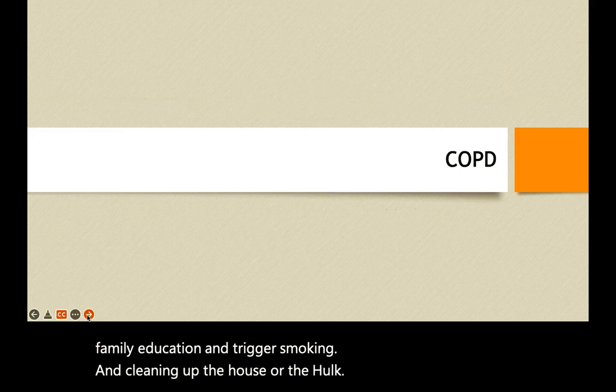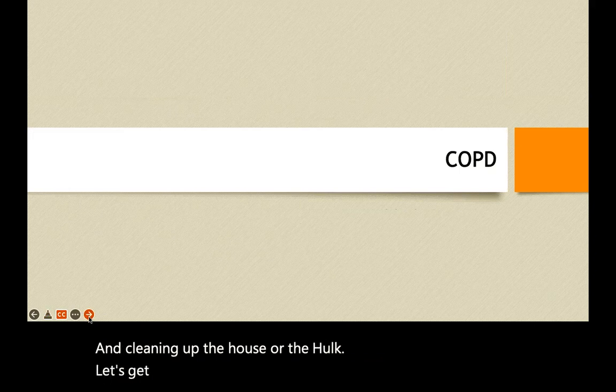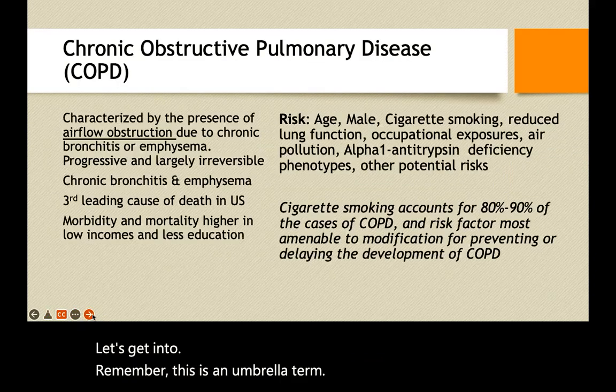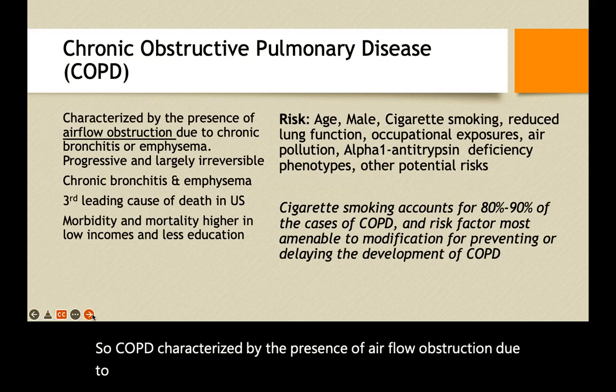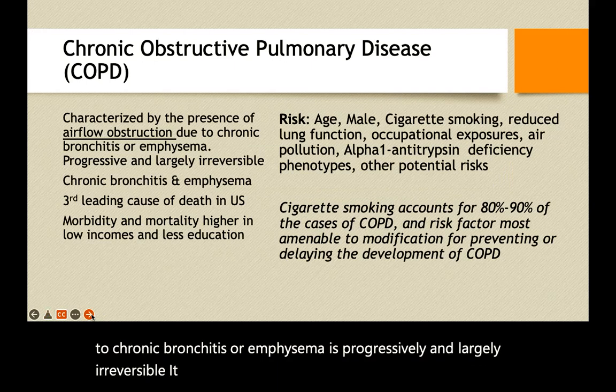All right, let's get into COPD. Remember, this is an umbrella term. So COPD, characterized by the presence of airflow obstruction due to chronic bronchitis or emphysema, is progressively and largely irreversible. It is the third leading cause of death in the US.